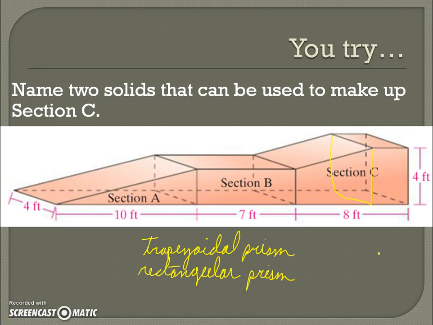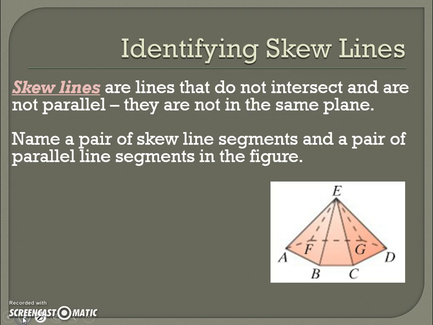All right, so here's what I see. You may not see exactly the same thing, but if I cut down right here, this creates a trapezoid as a base. So I'd call that a trapezoidal prism. And then it leaves right here a rectangle, so I'd call that a rectangular prism. Let's keep going. Skew lines are lines that do not intersect, but they're not parallel, which means that they are not in the same plane.